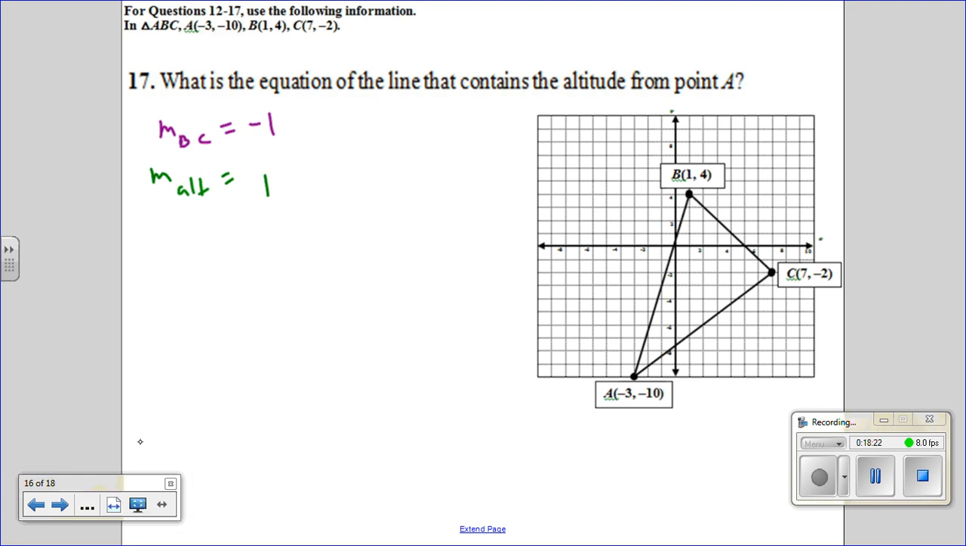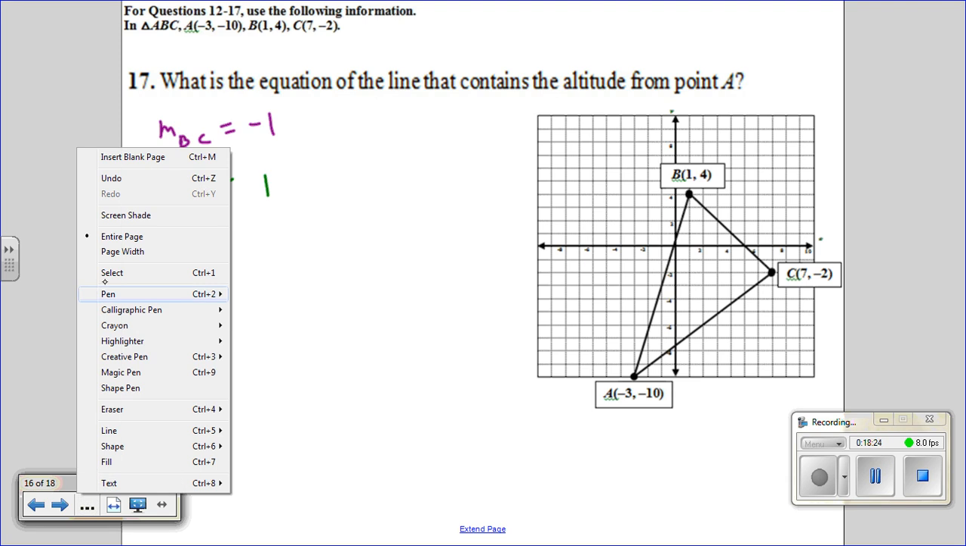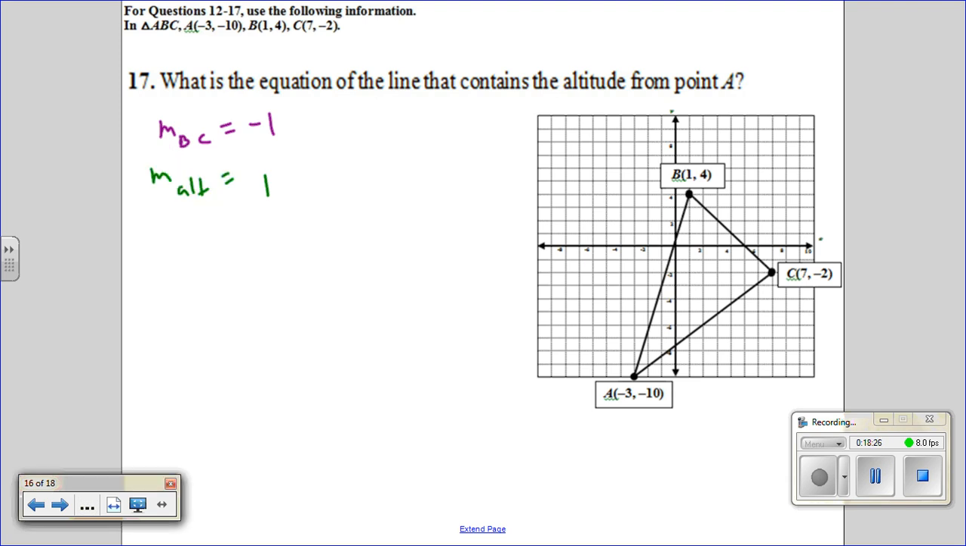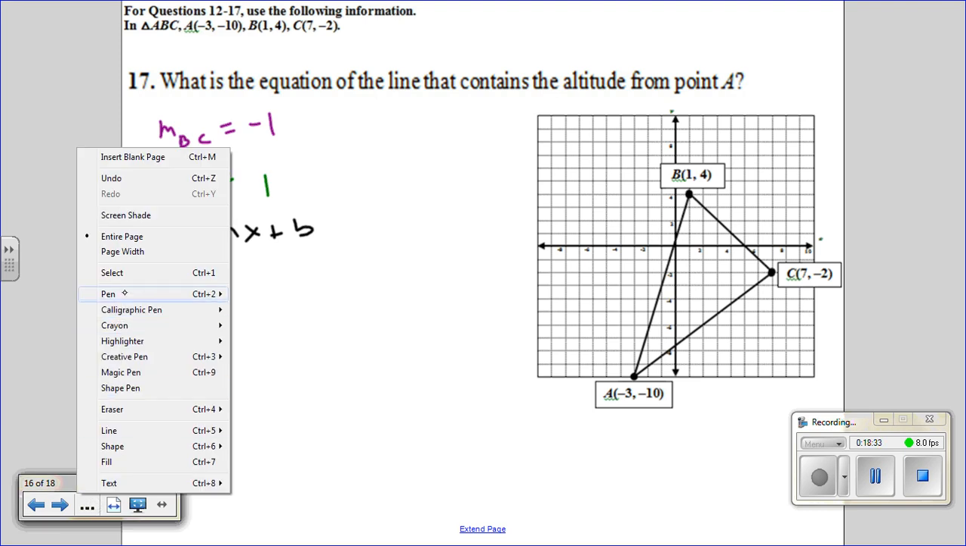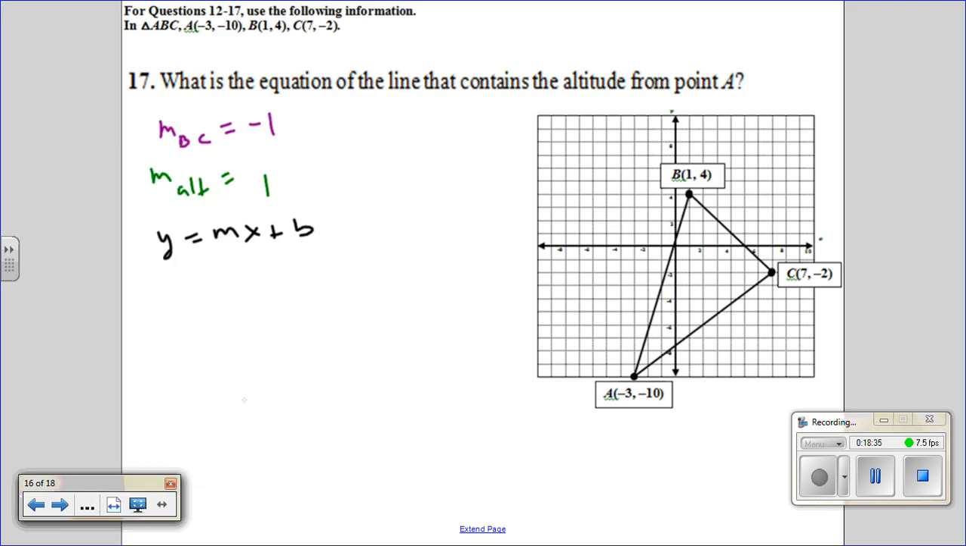Okay, and it comes from point A. So that's y equals mx plus b. I need point A. Point A is negative 3, negative 10.